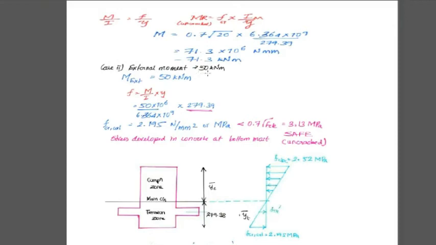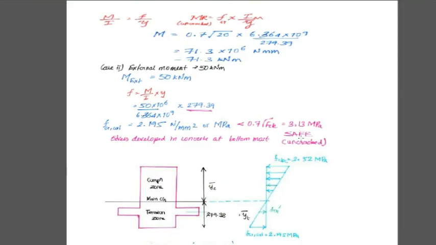So they are given an additional moment in the form of an external moment of 50 kilonewton meter. So substitute that one. So how much is the effective stress in that external load? So 50 divided by I, 6.39364 into 10 power 9, into y bar 279.39. So the value of Fcr we got is 2.195, which is less than 0.7 root of fck. Hence it is safe. So what we obtained is lesser than what we are provided.